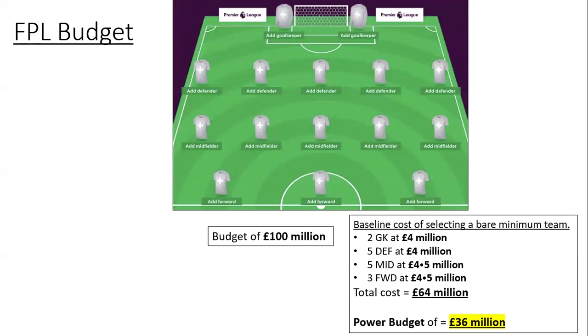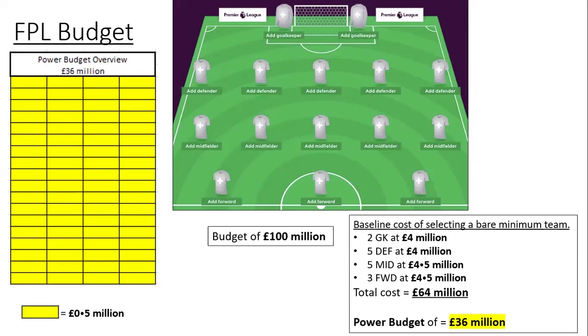In Fantasy Premier League, participants are provided with a £100 million budget to form an FPL team. The baseline cost of selecting a bare minimum team is £64 million. This would include 2 goalkeepers at £4 million, 5 defenders at £4 million, 5 midfielders at £4.5 million, and 3 forwards at £4.5 million. This leaves you with a remaining power budget of £36 million. And it is this £36 million budget that we will be focusing on today.